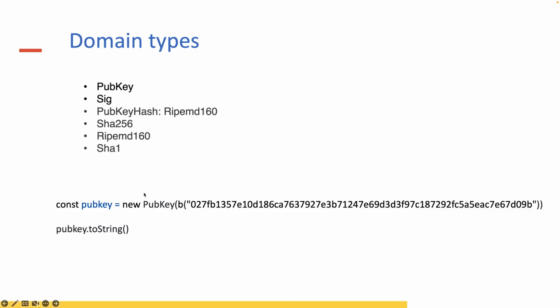So how do you use these types? I just give one example here using public key. You can pass a string here to construct a new public key type, and once you have the public key type, you can also convert it back to the native string type, because all of these have a function called toString. So you can use new to convert from a string to the domain types, and if you call toString on the domain types, you get back to string.